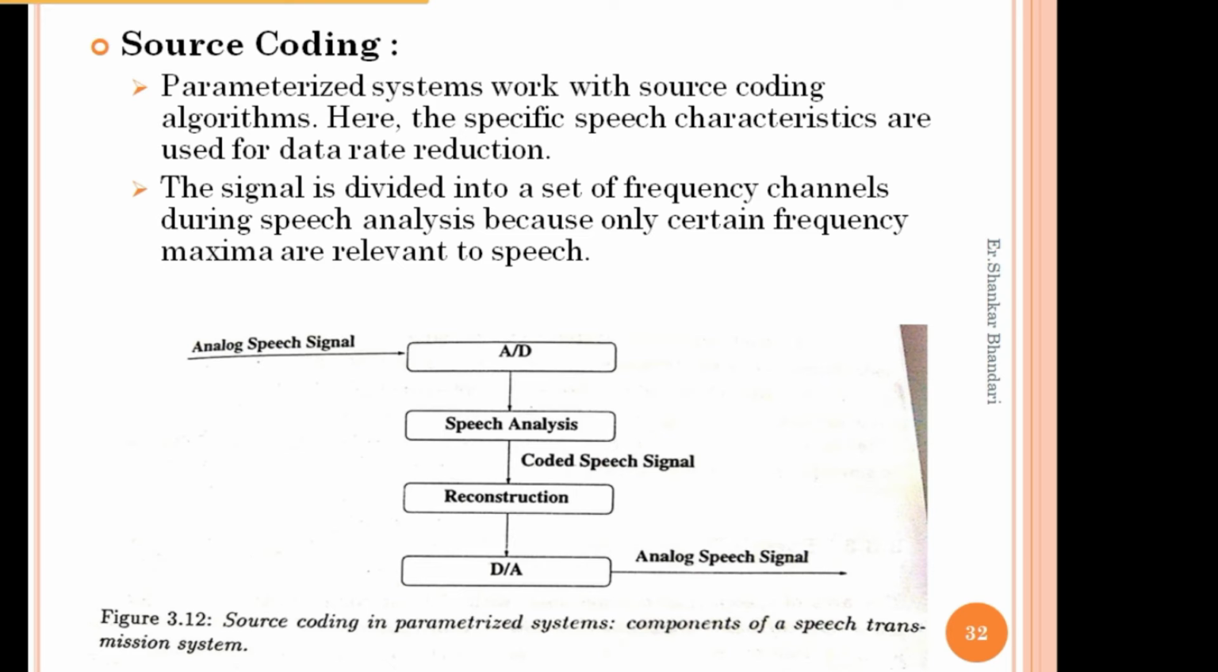Let us see what is in the source coding. Parameterized systems work with source coding algorithms. Here the specific speech characteristics are used for data rate reduction.